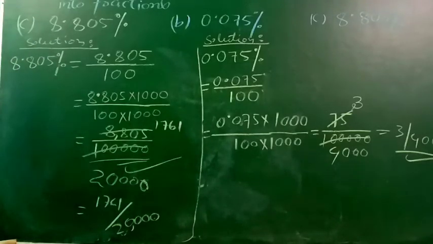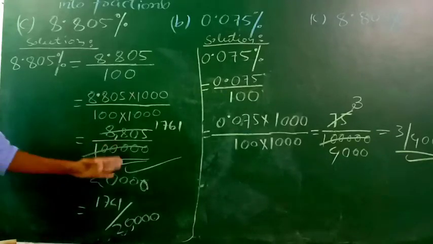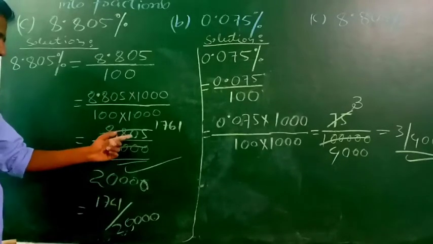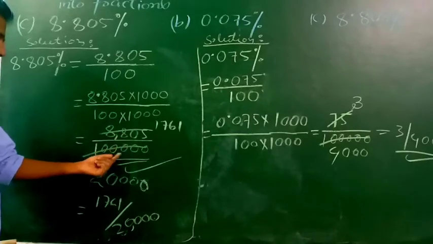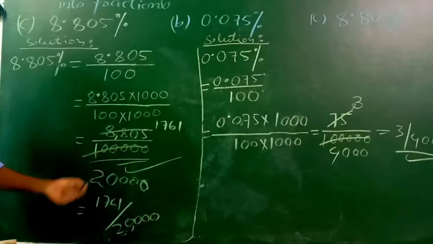Are you getting me? If you feel it is difficult to divide, just writing 8,805 over 1 lakh will also do.